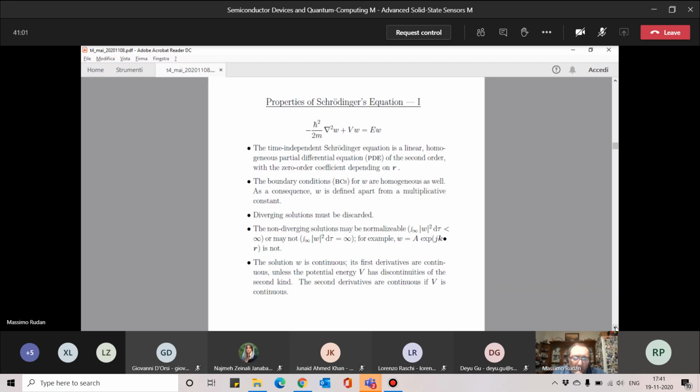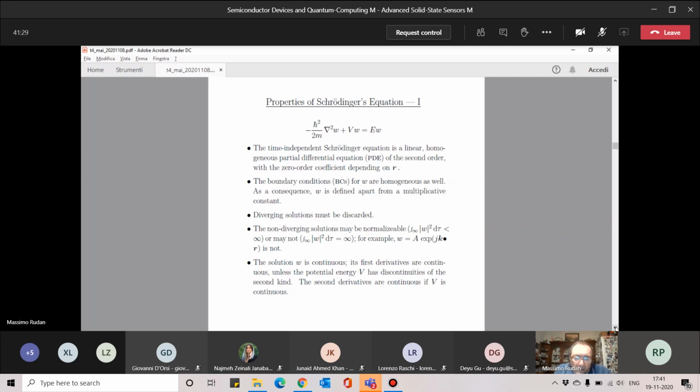This equation, I don't know how much you have seen of calculus. If V, the potential energy, was a constant, then this would be the Helmholtz equation. Okay, so this is a more general equation in which the coefficient V depends on position.